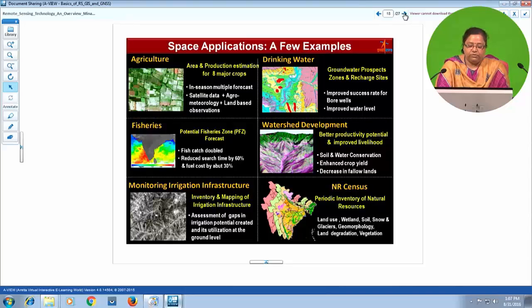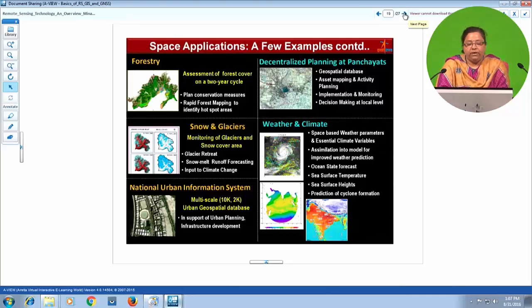The space applications also have examples in natural resource census. There are more examples in forestry, where the assessment of forest cover of the entire country is done on a 2-year cycle. Mapping and monitoring of glaciers and snow cover areas is possible using remote sensing technology. Development of an urban information system using high resolution satellite data on multi-scales ranging from 1:10,000 to 1:2,000 is possible using remote sensing data that is available with the Indian Remote Sensing Program. There is also decentralized planning at different panchayat levels, and many applications in weather and climate studies.